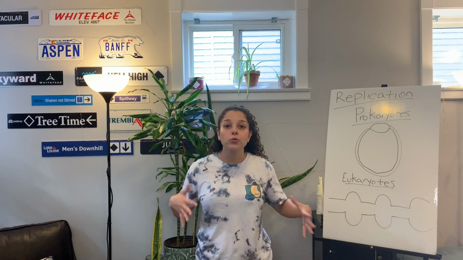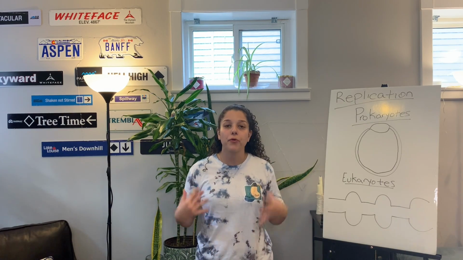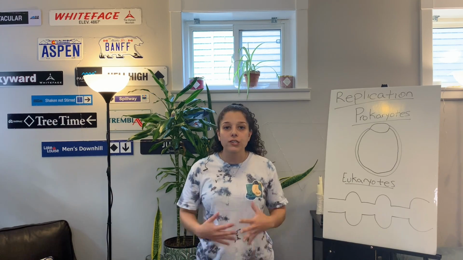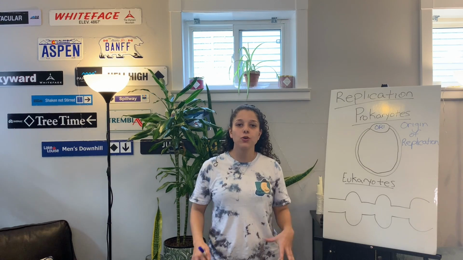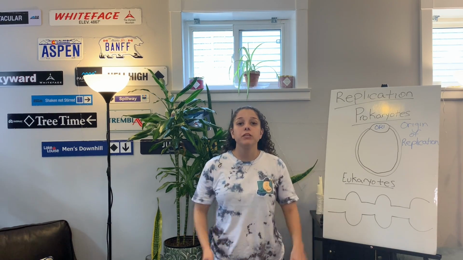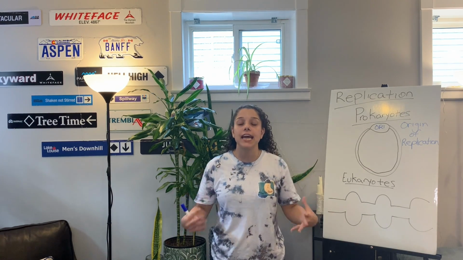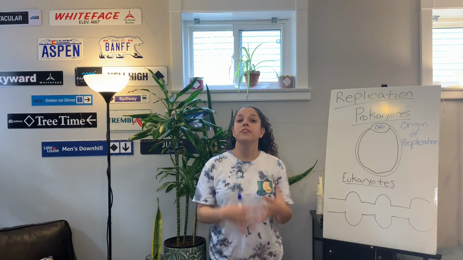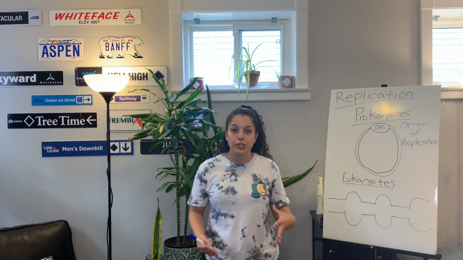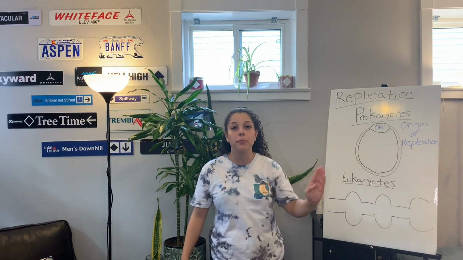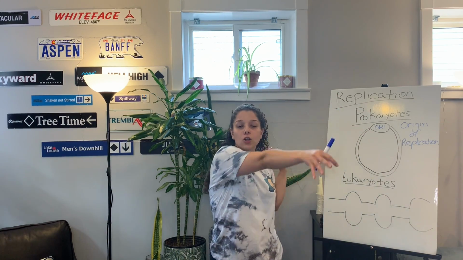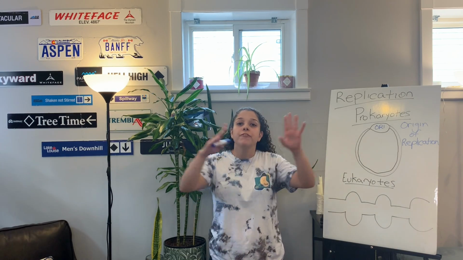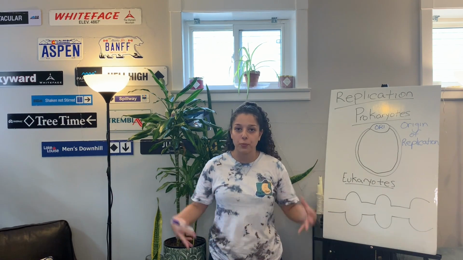So there is only a single replication bubble that occurs at the origin of replication. The origin of replication, or ORI, is a particular sequence within the DNA that is recognized as the start site of replication. That is where the replication bubble is going to begin, and then the replication is going to occur along either side until the full circular chromosome has been replicated.